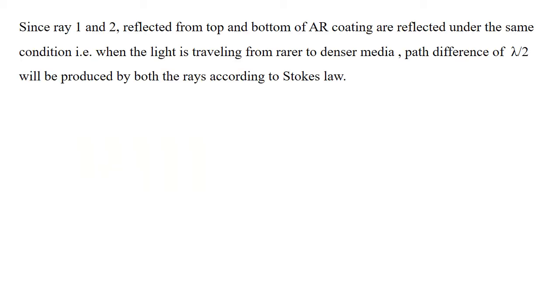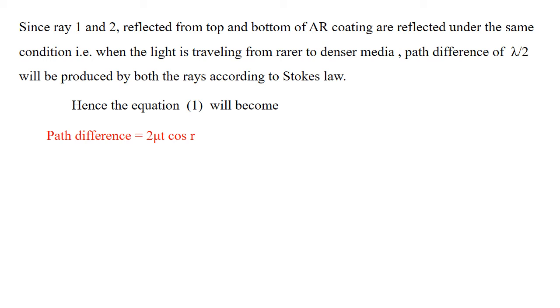Now since both the rays are getting reflected under the same condition, equation 1 will become 2 mu t cos r plus lambda by 2 for ray 1 plus lambda by 2 for ray 2, because both the rays are getting reflected when the light is moving from rarer to the denser. So according to Stokes law, lambda by 2 will get added. So you will get the path difference equal to 2 mu t cos r plus lambda.